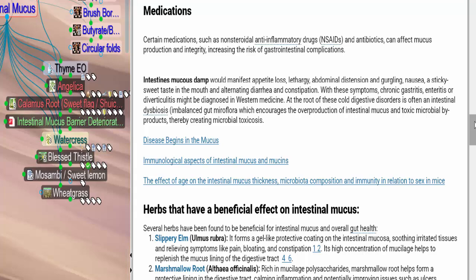Now in energetic herbalism, especially TCM, Chinese medicine, we have something called intestines mucus damp, and that kind of fits in here. That would manifest as appetite loss, lethargy, abdominal distension and gurgling, nausea, a sticky sweet taste in the mouth, and alternating diarrhea and constipation. The root of these cold digestive disorders is often an intestinal dysbiosis. Remember, dysbiosis means imbalanced gut microflora that encourages overproduction of intestinal mucus and toxic microbial byproducts.